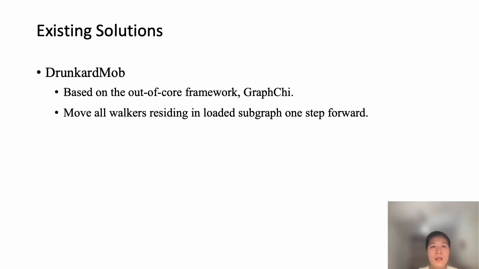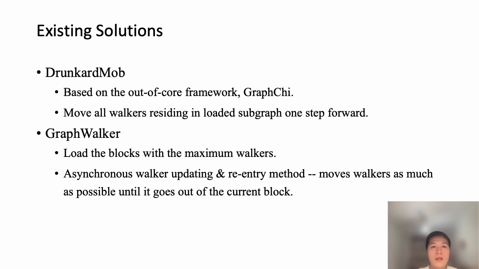Based on the general out-of-core graph processing framework GraphChi, DrunkardMob is the first out-of-core random walk system. In each epoch, it loads a subgraph from disk and moves all walkers residing in this subgraph one step forward. GraphWalker, which is also built on GraphChi, is the current state-of-the-art out-of-core random walk system. To improve the I/O efficiency, it loads the blocks with the maximum walkers, and it introduces asynchronous walker updating and adopts the re-entry method. Thus, a walker can be moved as much as possible until it goes out of the current block.